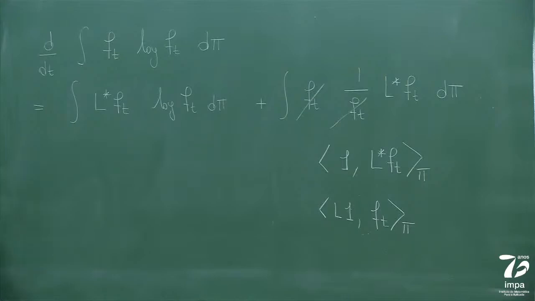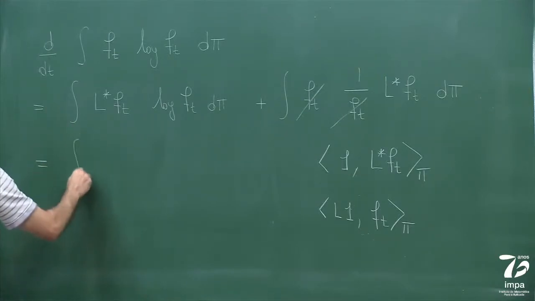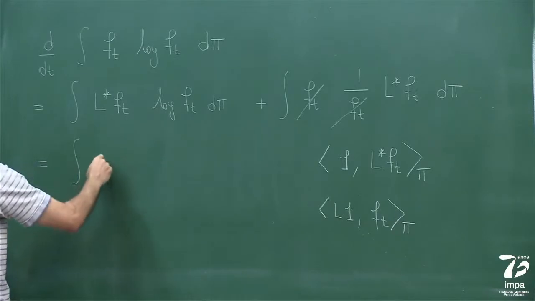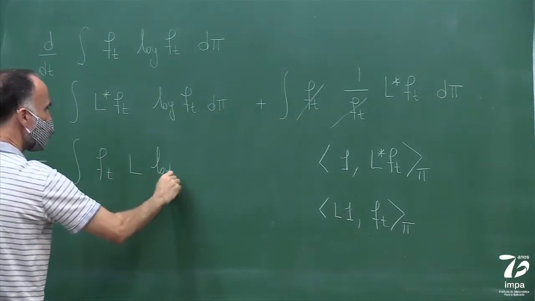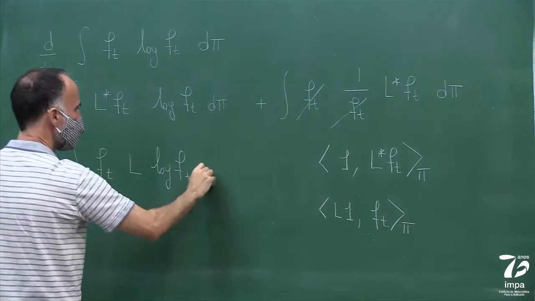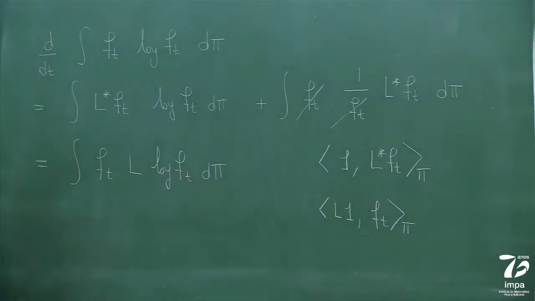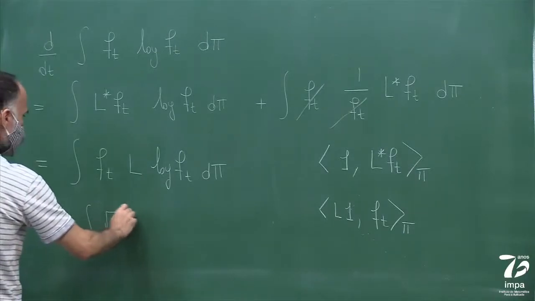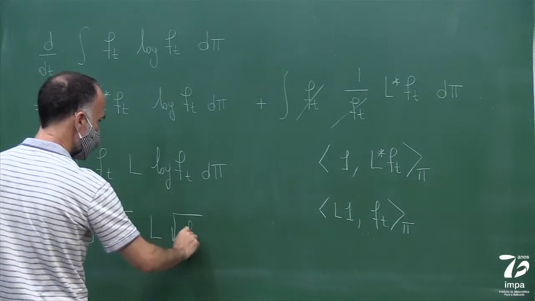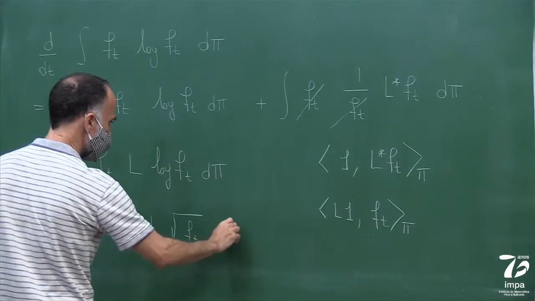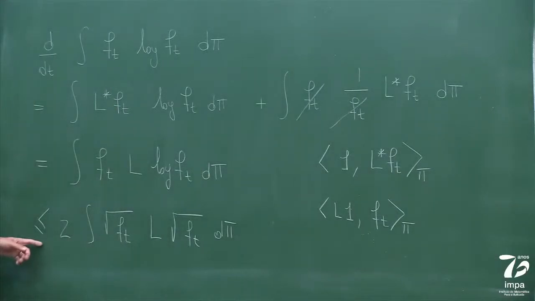And for the first, I will use the same argument, I'll write this as the scalar product of L Ft with log Ft. Okay? And what I claim is that this is bounded by 2 times the scalar product of square root of Ft with L square root of Ft. So let's prove this inequality.